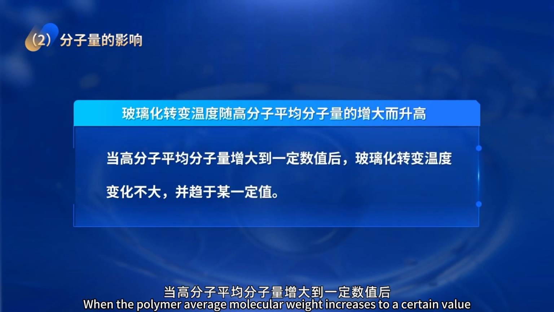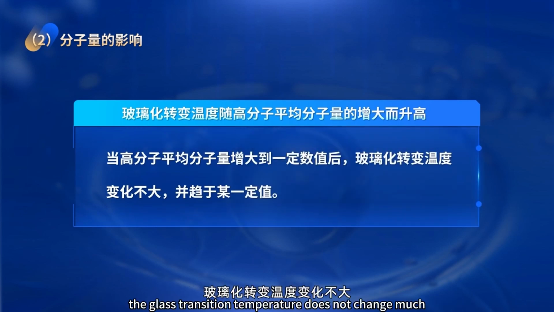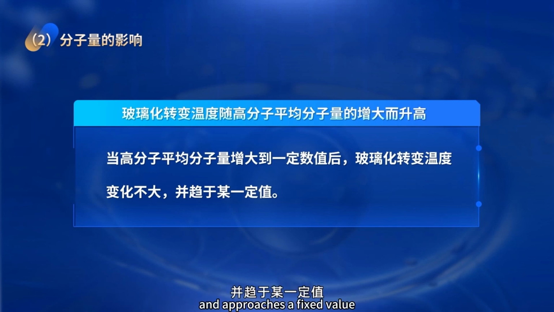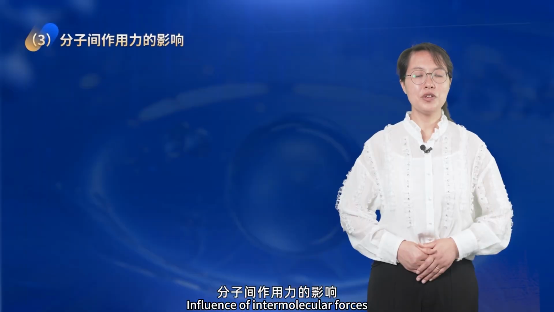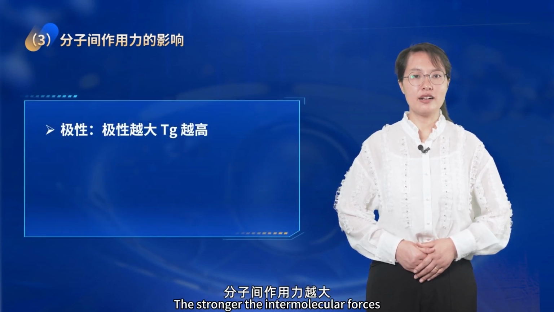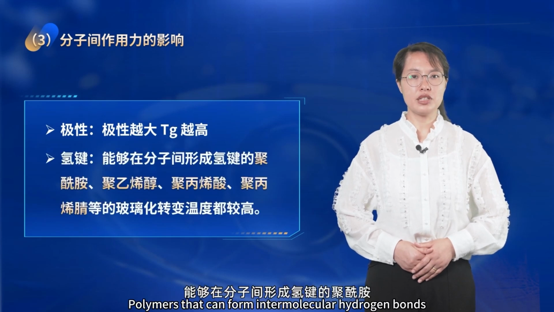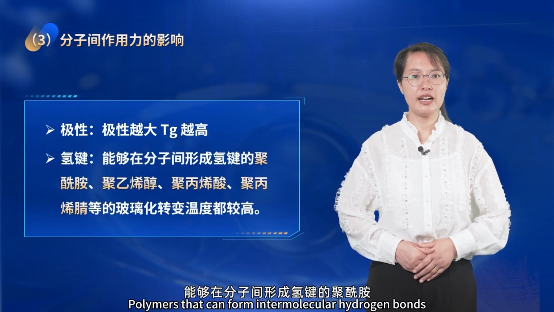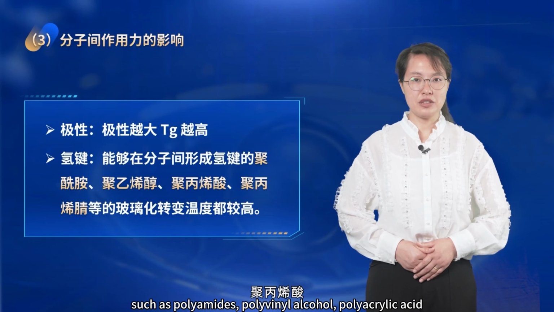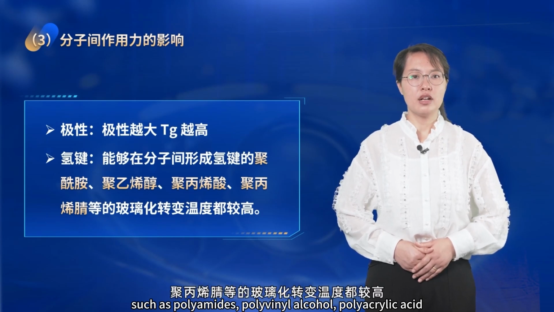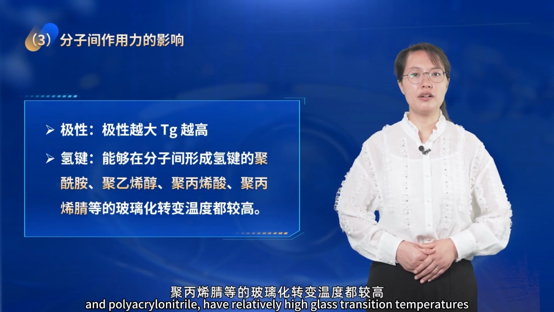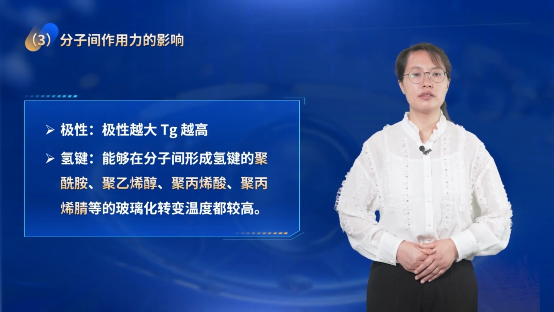When the polymer average molecular weight increases to a certain value, the glass transition temperature does not change much and approaches a fixed value. Influence of intermolecular forces. The stronger the intermolecular forces, the higher the glass transition temperature. Polymers that can form intermolecular hydrogen bonds, such as polyamides, polyvinyl alcohol, polyacrylic acid, and polyacrylonitrile, have relatively high glass transition temperatures.